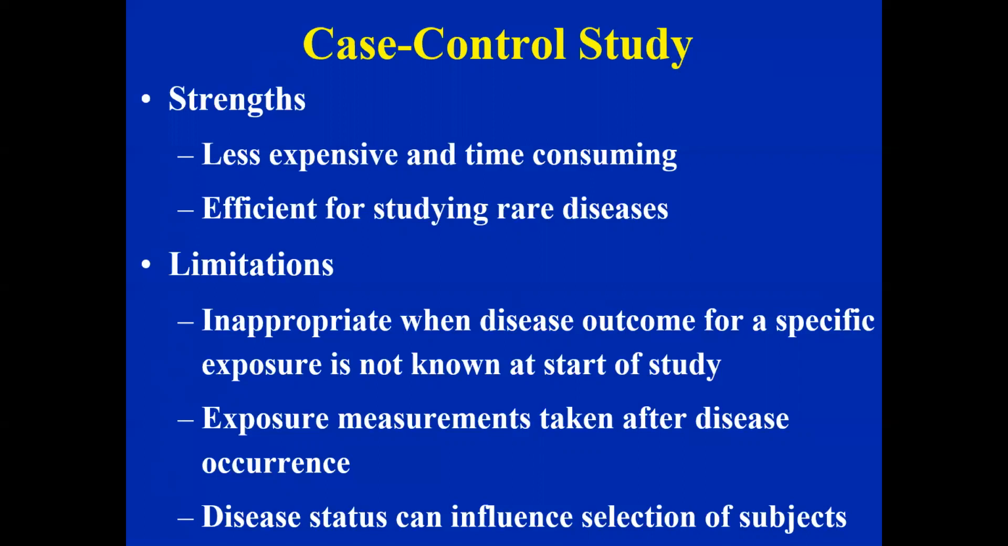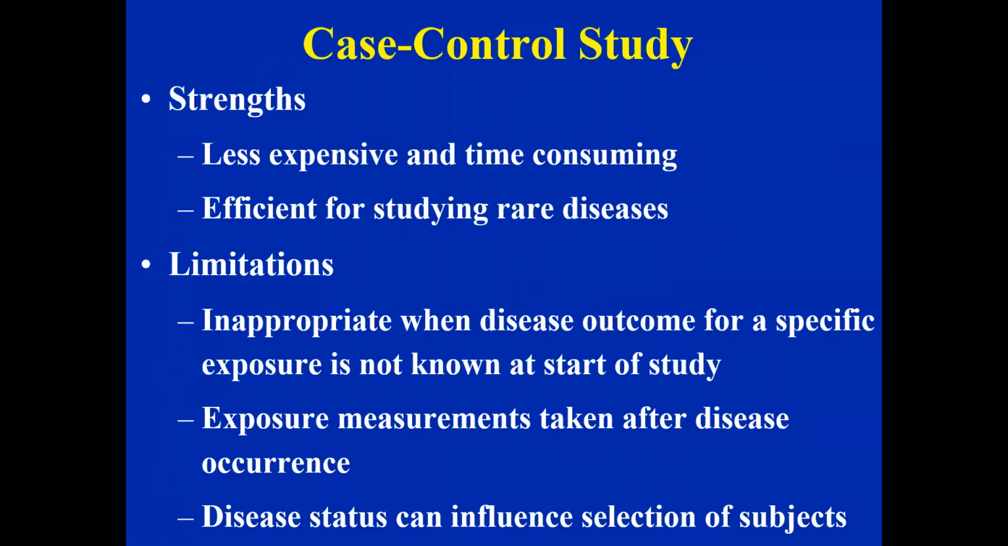What are the limitations of case control studies? They are inappropriate when the disease outcome for a specific exposure is not known at the start of the disease. We also have the issues I've been discussing, the sequence of events which started the outcome or the disease, that temporality, the relationship between exposure and outcome. For case control, you cannot really distinguish which started first, either the disease or the exposure. So at times it might be difficult.